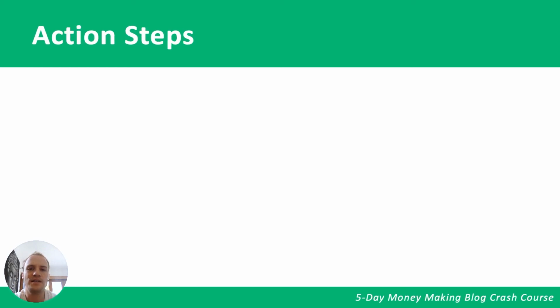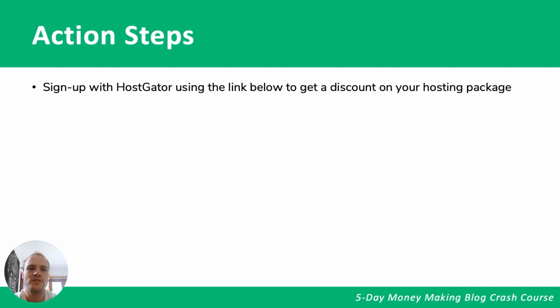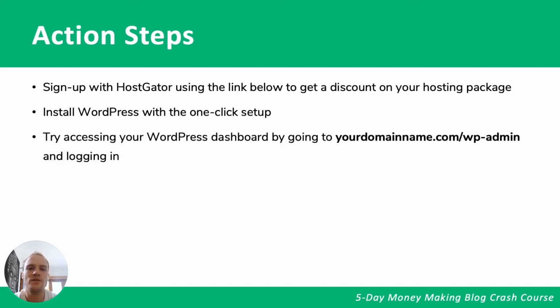Now finally onto the action steps now that we have our blog up and running. So in this video, we went ahead and signed up with HostGator using the link below to get a discount on your hosting package. We also installed WordPress with a one-click setup. So go ahead and try accessing your WordPress dashboard if you haven't already by going to yourdomainname.com/wp-admin and logging in. Store your account information in a safe place. And just so you aren't completely lost on this tutorial after you finished watching it, we've provided worksheets in the description below that you can access to help guide you through the site installation process.